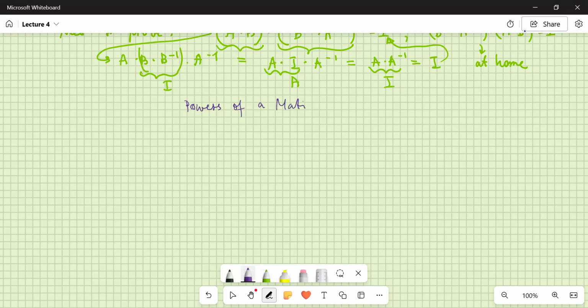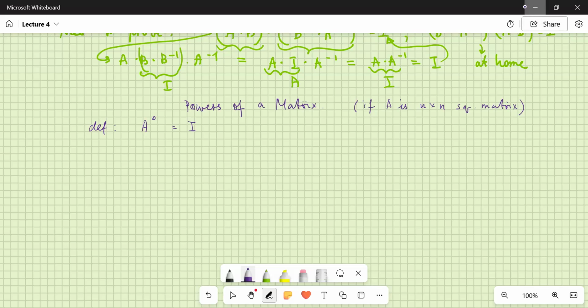Matrix. So we are going to start with definitions. Matrix A to the power of 0. We are going to consider only square matrices. I'm going to label it if A is an n by n square matrix. So the 0 power of the matrix is going to be defined as identity.